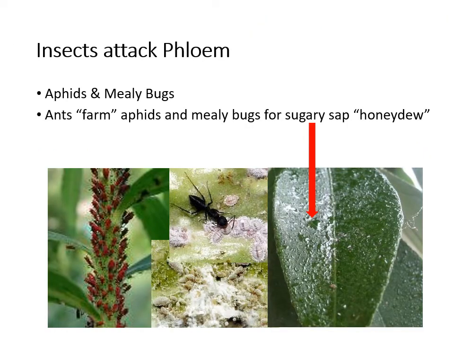Now, looking at sap and sap pressure and things like that, there are insects that rely on phloem to feed themselves. And aphids are the classic example. There's lots of others. Mealybugs in the central picture here. These little fuzzy things are a real pain in the butt because they have a waxy exterior. So anything you put on them, like water, just beads off. So they're tricky to get rid of. But aphids, not so much.